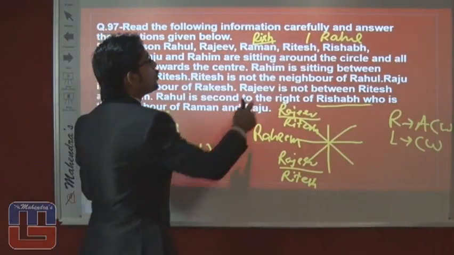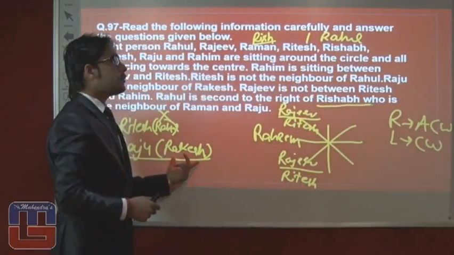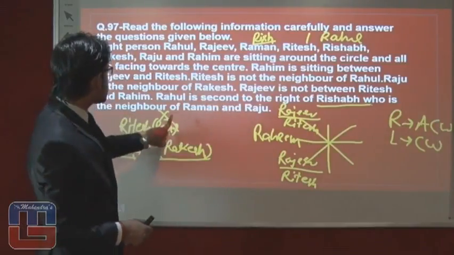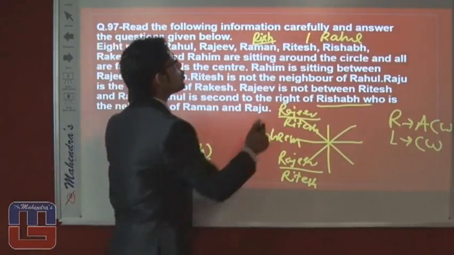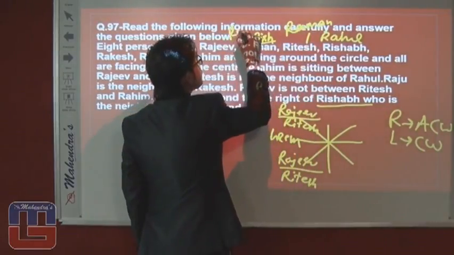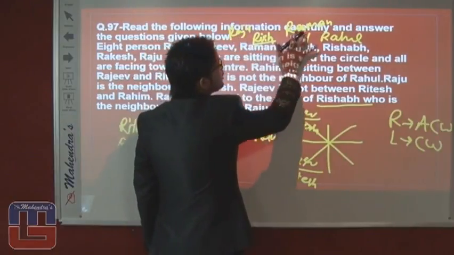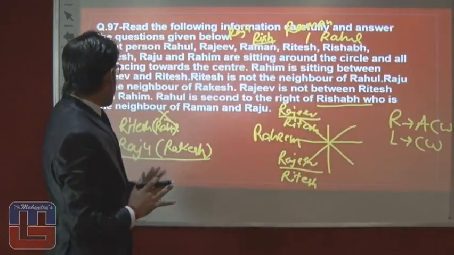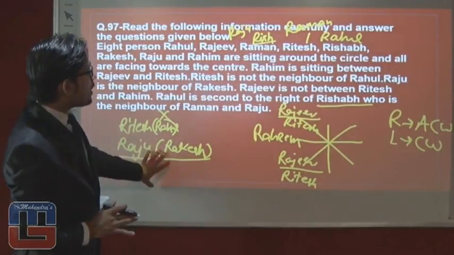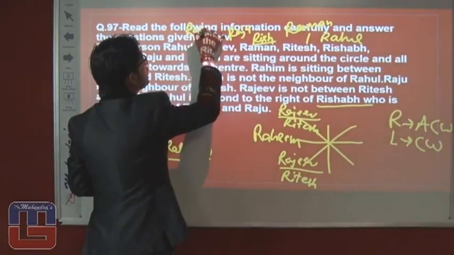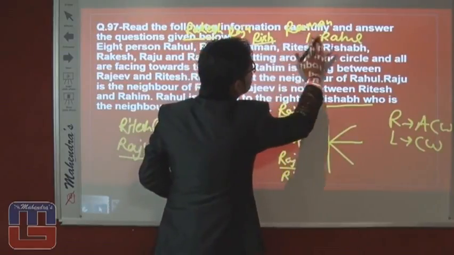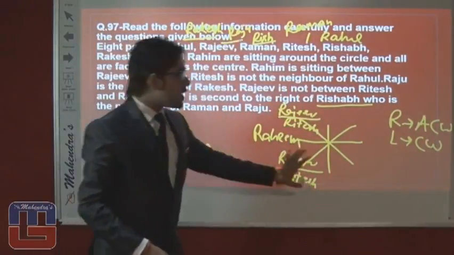We cannot put Raju over here because Raju is neighbor of Rakesh. As per the requirement of the question, the examiner is saying Rishabh is neighbor of Raman and Raju. So Raman should be placed over here and Raju should be placed over here. First, second, third, fourth, 4 members are written over here and Raju is neighbor of Rakesh. So Rakesh will be written over here. There are 5 members: Rakesh, Raju, Rishabh, Raman and Rahul. We have to consider these in this chart.